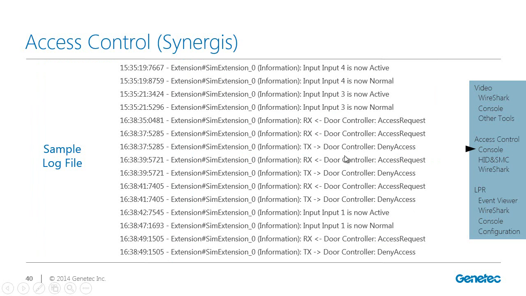Now this is just a brief sample of what you can expect to see in the trace file. So we can see that some of this is relevant, such as seeing when an input has changed state, or if a controller received an access request as well.